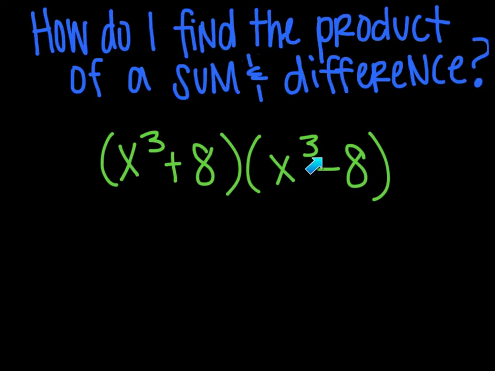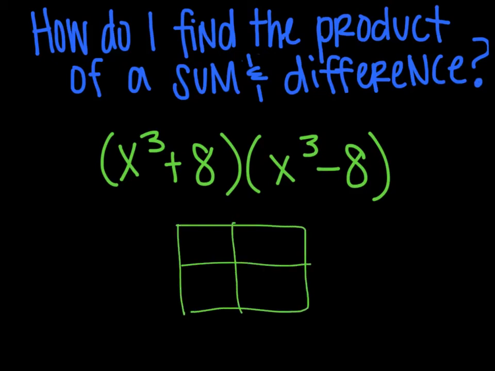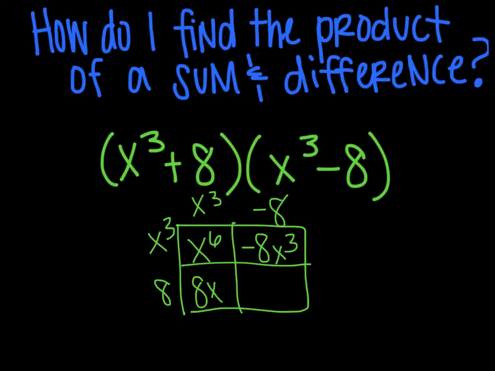Again, you can use either method. You can use the box method or distributing. It doesn't matter what you do. I'm going to choose the box method. x cubed, 8, x cubed, negative 8, x to the 6th, negative 8x cubed, 8x cubed, and negative 64.